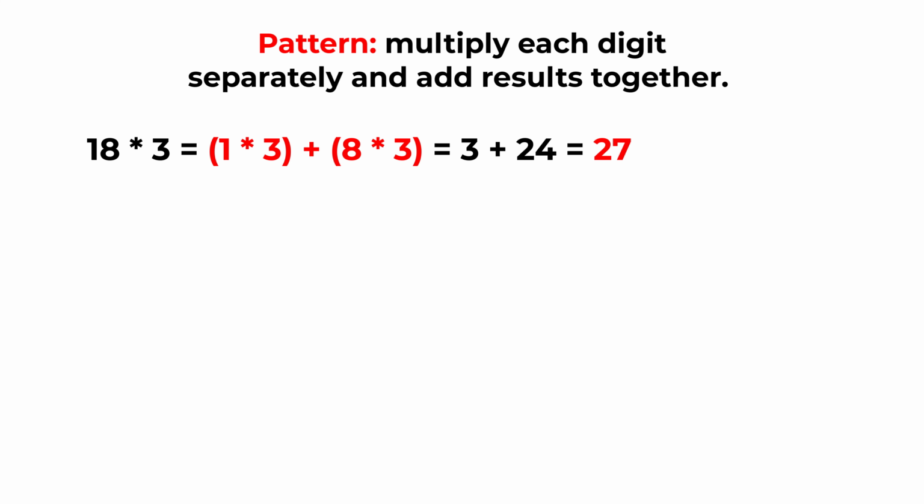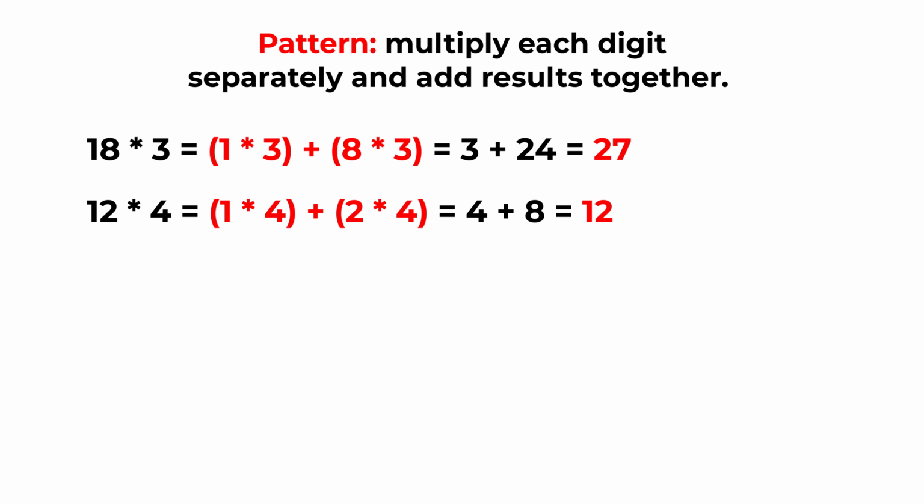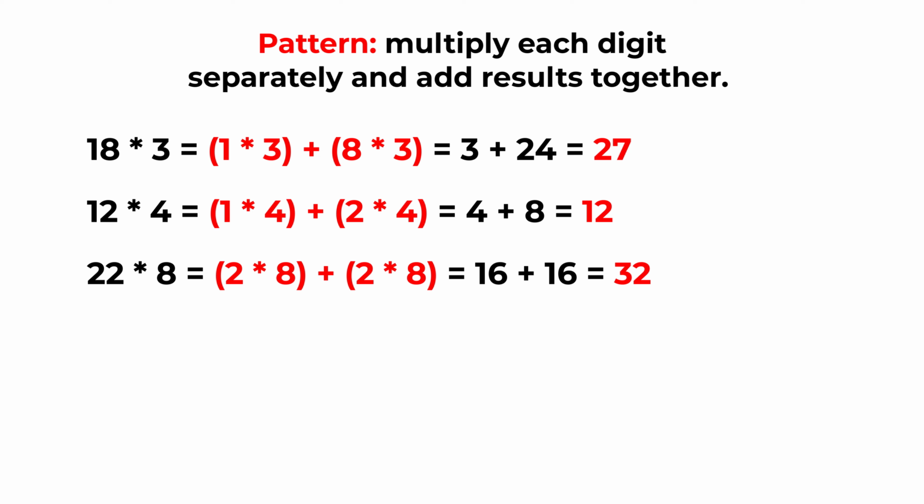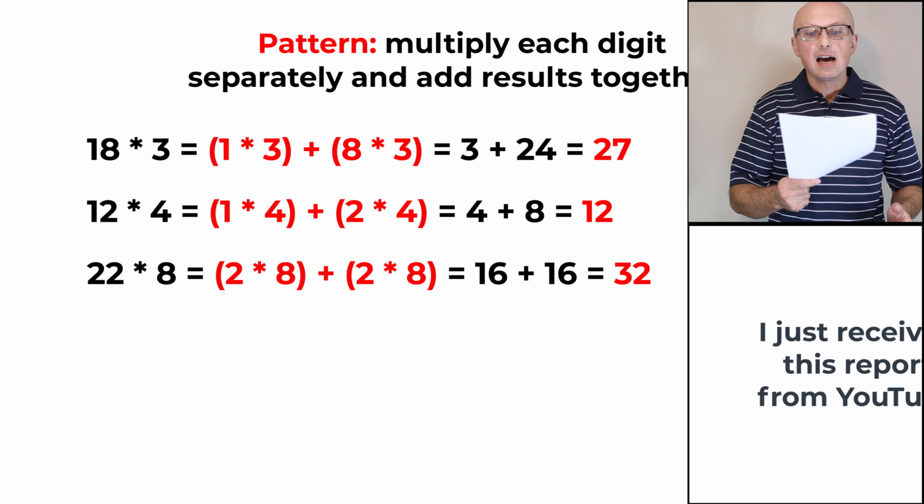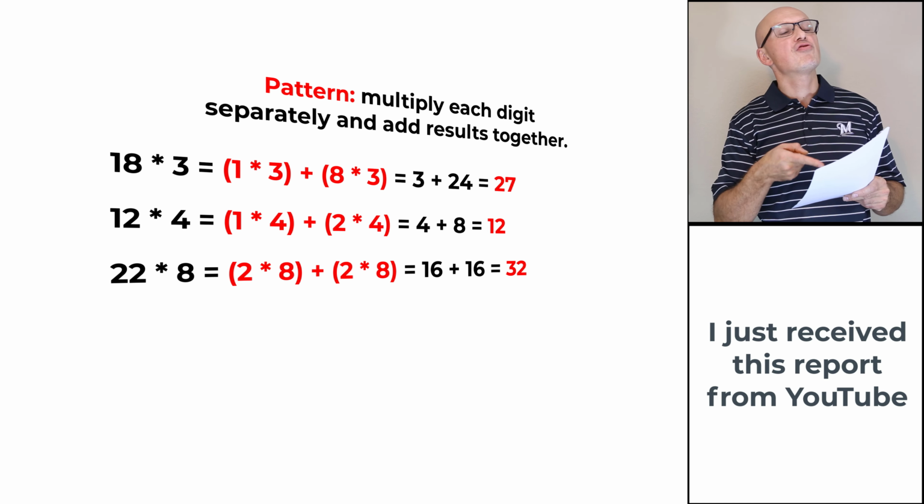In a similar way, 12 multiplied by 4 can be calculated as (1 multiplied by 4) plus (2 multiplied by 4), which would be equal to 4 plus 8, and would be equal to 12. And in a very similar way, 22 multiplied by 8 would be a result of (2 multiplied by 8) plus (2 multiplied by 8), which would be 16 plus 16, which would be equal to 32.